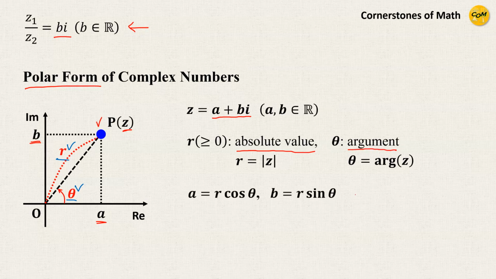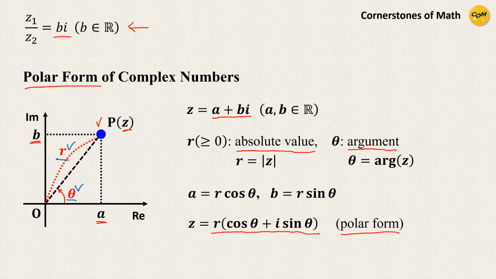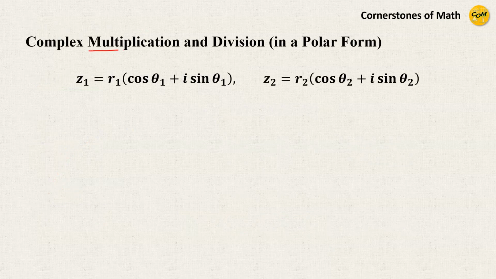Then you can easily realize that the real part A and the imaginary part B can be expressed like these. So the complex number Z can be expressed as r times cosine theta plus i sine theta. This is called the polar form of the complex number. And regarding this polar form, you need to know one more property, which has to do with the multiplication and division of complex numbers using the polar form. Consider these two complex numbers given in polar form, Z1 as R1 times cosine theta 1 plus i sine theta 1, and Z2 as R2 times cosine theta 2 plus i sine theta 2.